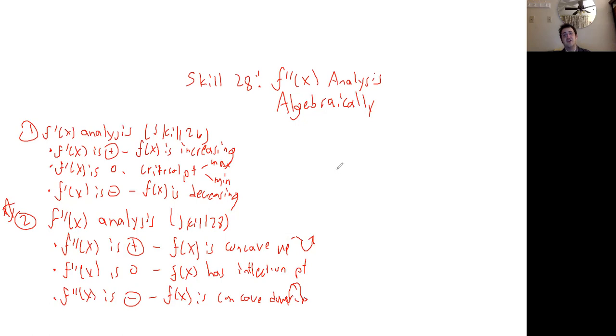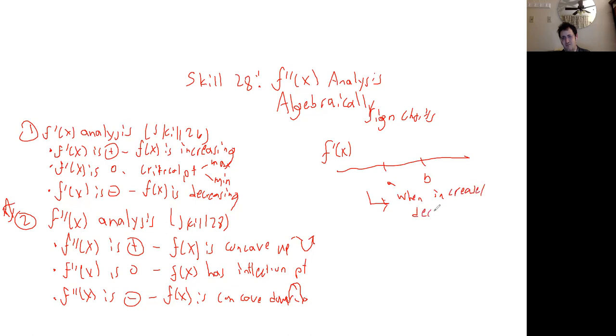So for sign charts, an f prime of x sign chart tells us when the graph is increasing or decreasing, or maybe when there's a minimum or a maximum. And then the f double prime of x sign chart tells us concavity.